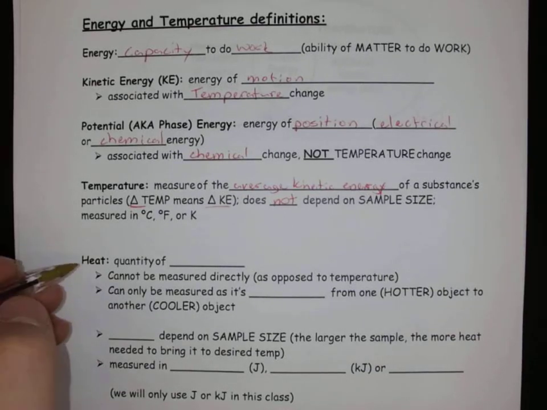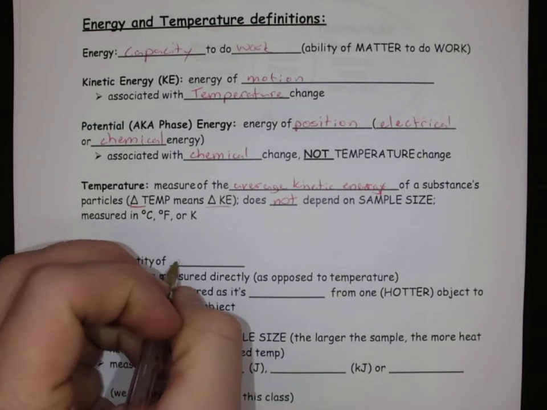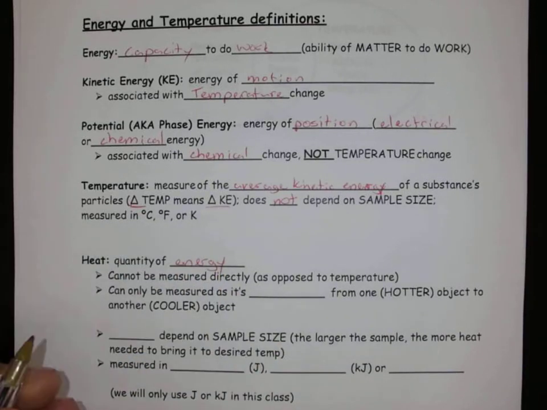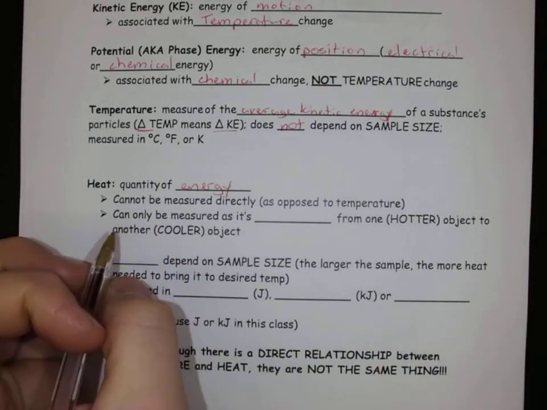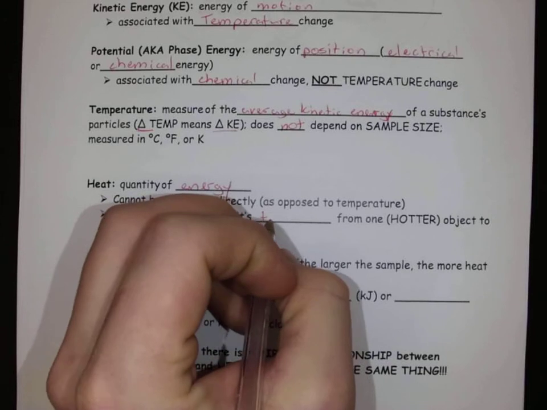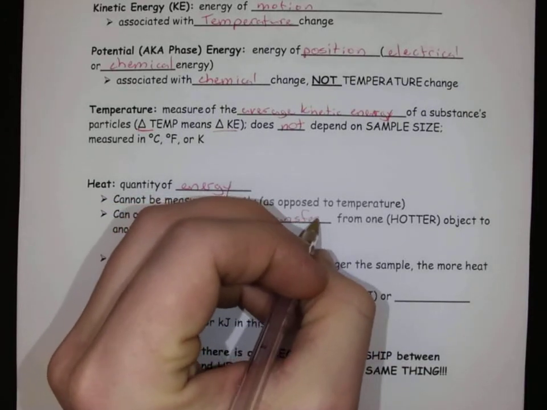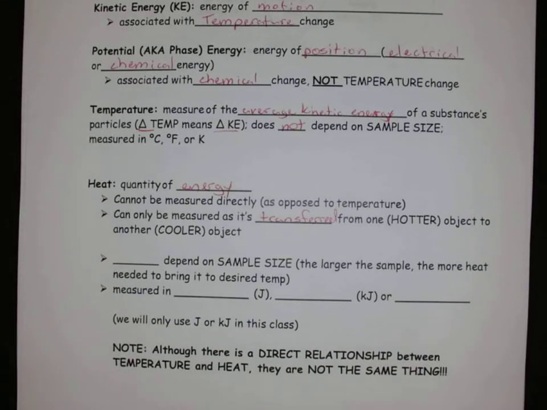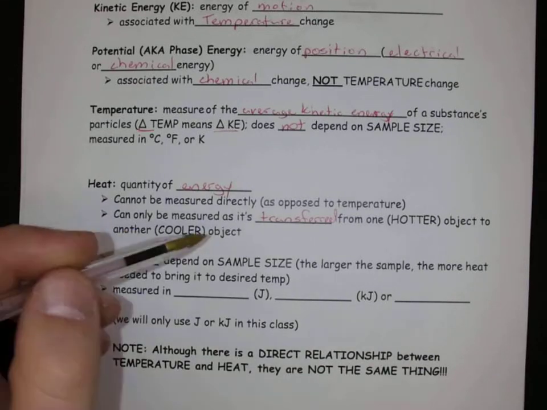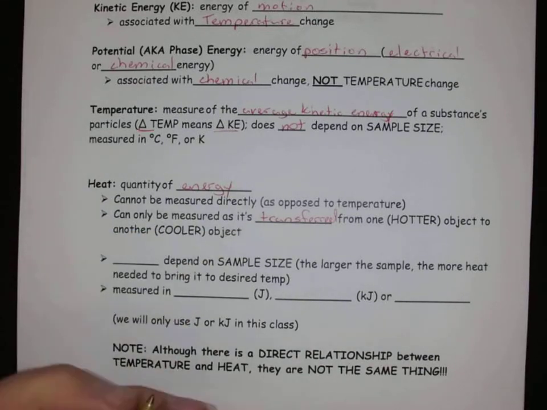Then our heat, right? Heat is a quantity of energy, okay? It cannot be directly measured, right? Our temperature we directly measure, right? It is just saying, hey, what's the average kinetic energy of our particles? We can measure that. But heat is really about the transfer, okay? It can only be measured as it's transferred from one object to another, right? It always moves from a hot object to a cooler object. So it is transferred, and that's what we can actually measure, okay?